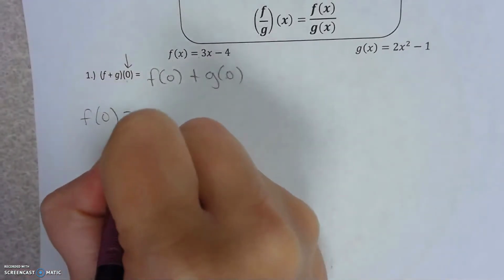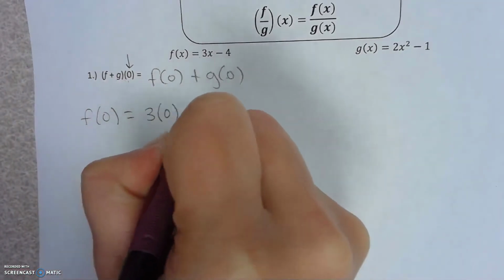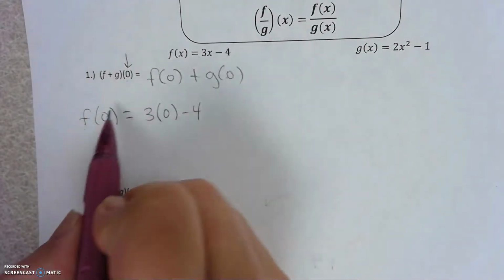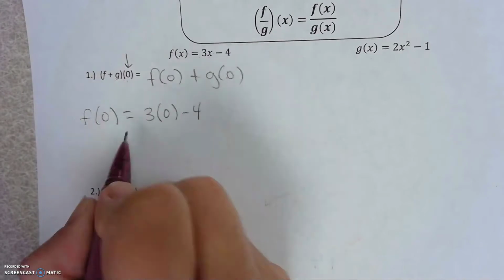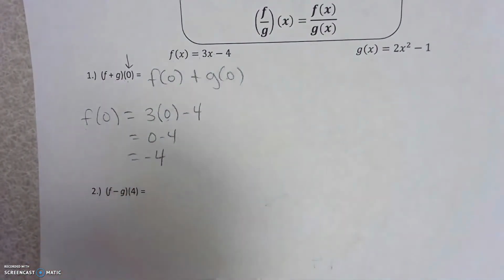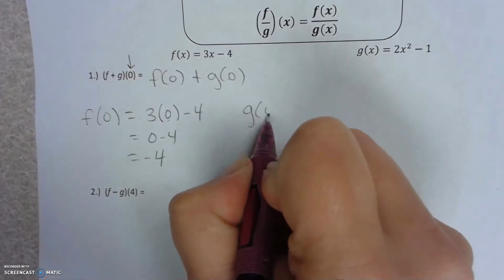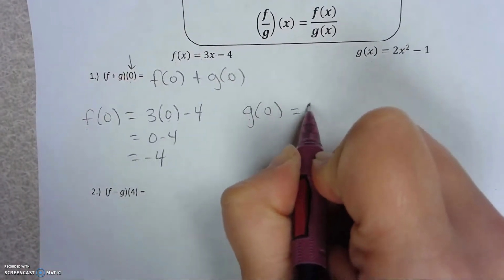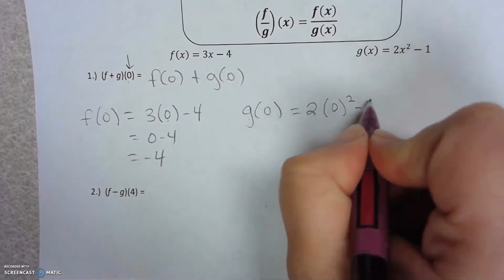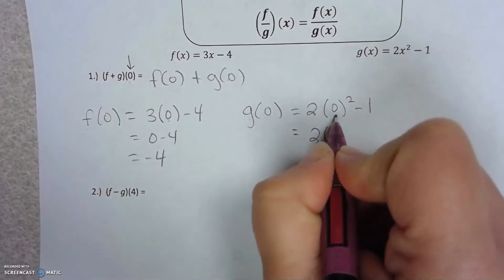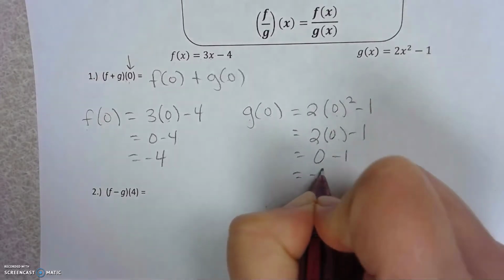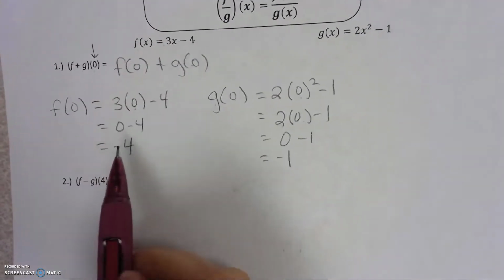Alright, so the value of f of 0 means to take 0, plug it in for x inside the function f. So here's function f, 3x minus 4. I take this 0, put it in x's place. So then 3 times 0 is 0, minus 4 is negative 4. Then I find the value of g when x is 0. So I take the function g, 2x squared minus 1. In place of x, I put 0. 0 squared is 0. 2 times 0 is 0, minus 1 is negative 1.